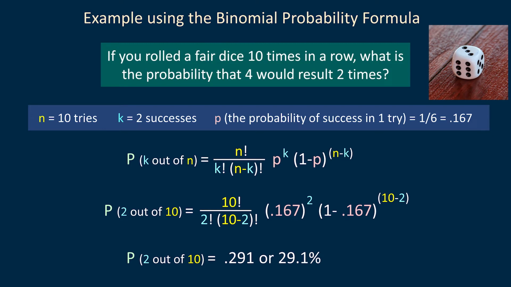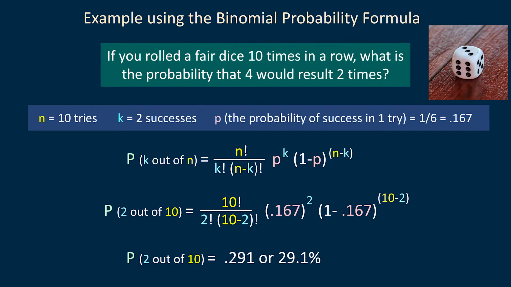Let's say you rolled a fair dice 10 times in a row. What's the probability that 4 would result 2 times? Well, in this example, n equals 10 tries because you rolled it 10 times. You're asking for the probability for 2 successes, so k equals 2. And the probability of success in one try is 1 over 6 because 4 is on one of 6 faces of the dice. So if you plug these into the formula and you calculate it out, you see at the bottom that the probability is 29.1%.